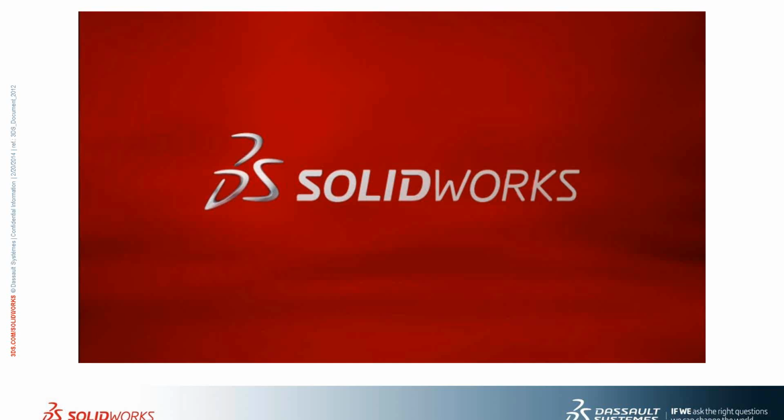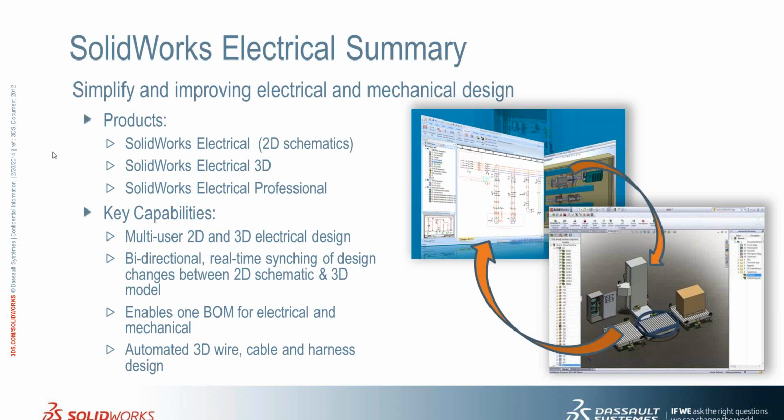So as a quick summary, there are 3 products: the 2D schematic, the electrical 3D, or if you combine both together, we call it electrical professional. The key capabilities are multi-user environments, which is something 2D CAD software cannot do; bi-directional, or what we call real-time sync, between the 2D schematics and the 3D model; and it enables one bill of material for electrical and mechanical.